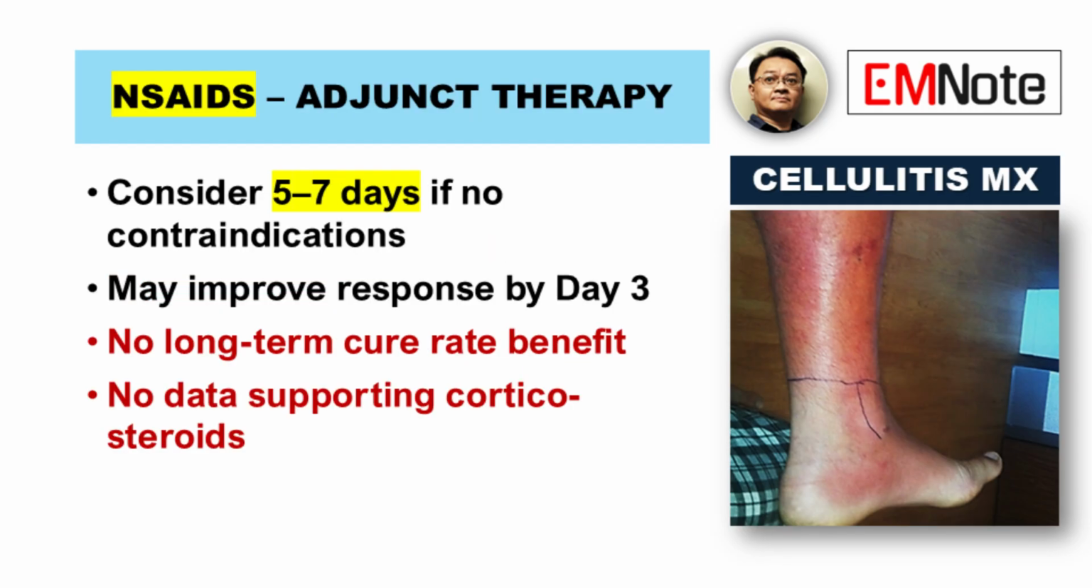Lastly, consider the role of NSAIDs. As an adjunct to antibiotic therapy, a short course of oral NSAIDs, typically for 5 to 7 days, can be beneficial, assuming there are no contraindications. Evidence from randomized controlled trials suggests that NSAIDs may enhance clinical response by day 3, although they do not appear to impact overall cure rates up to 22 days. Of note, this benefit has not been demonstrated for corticosteroids in the same setting.